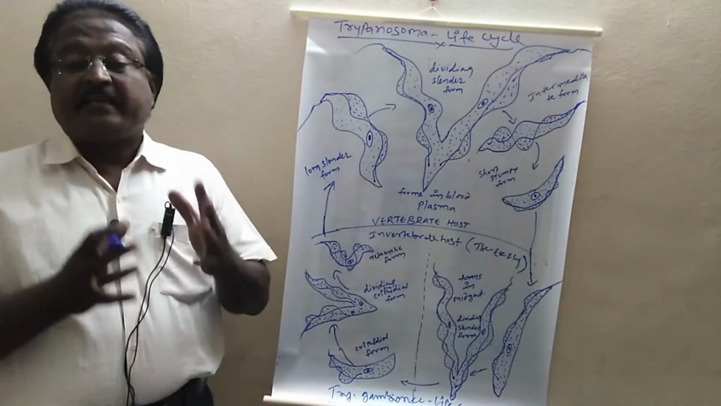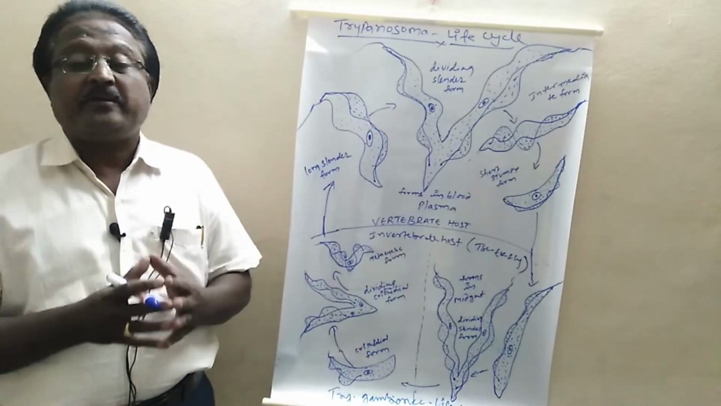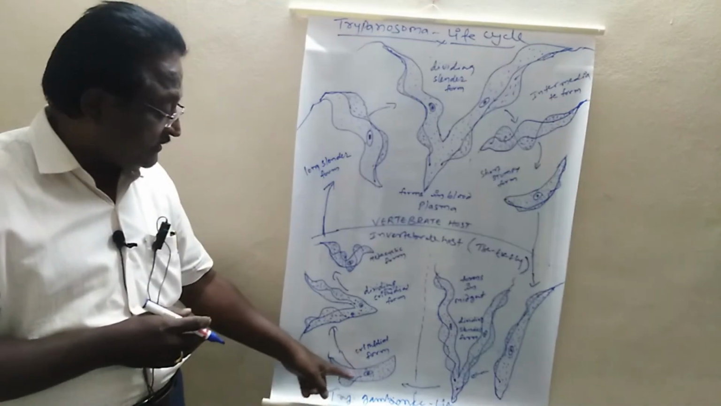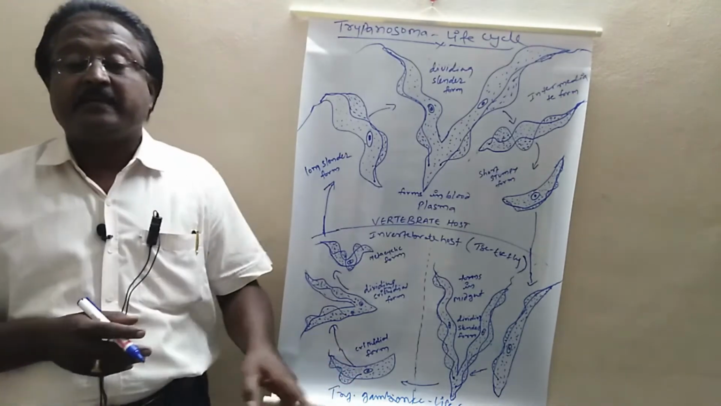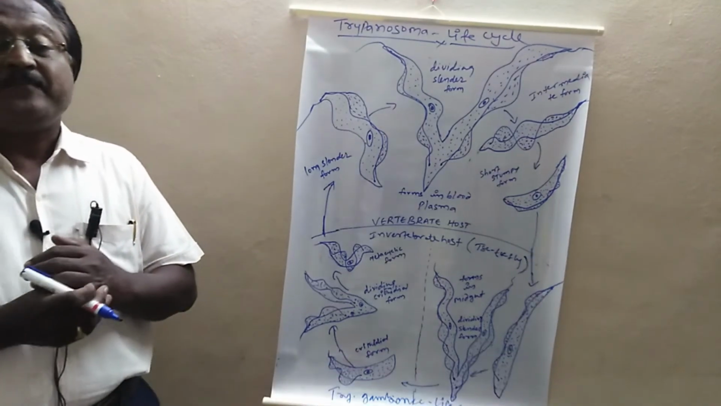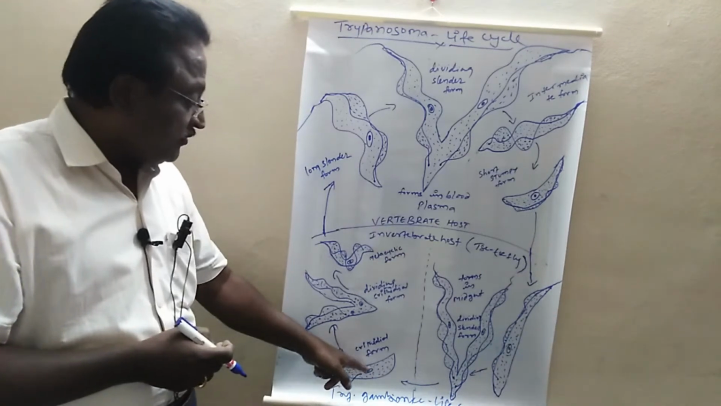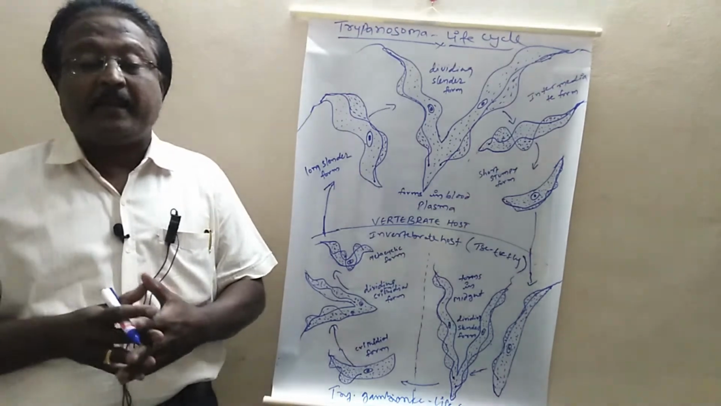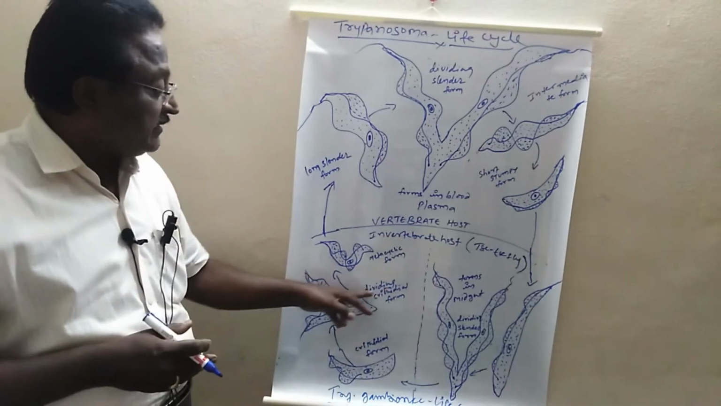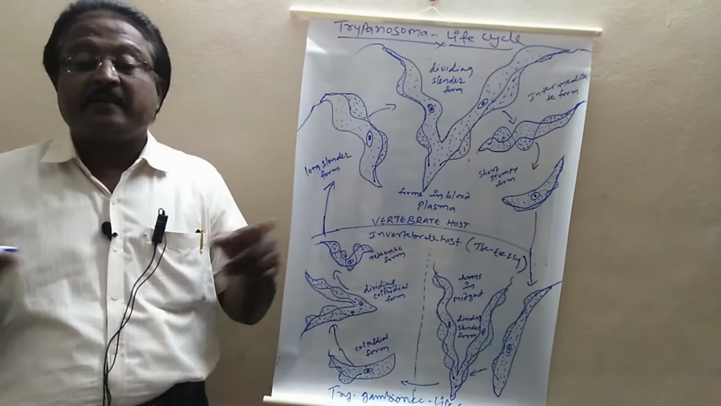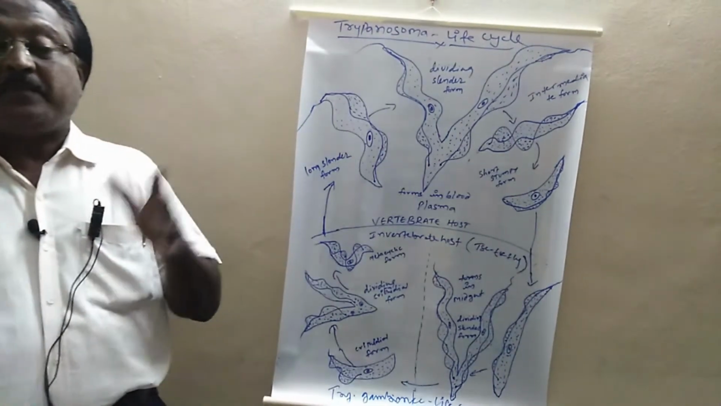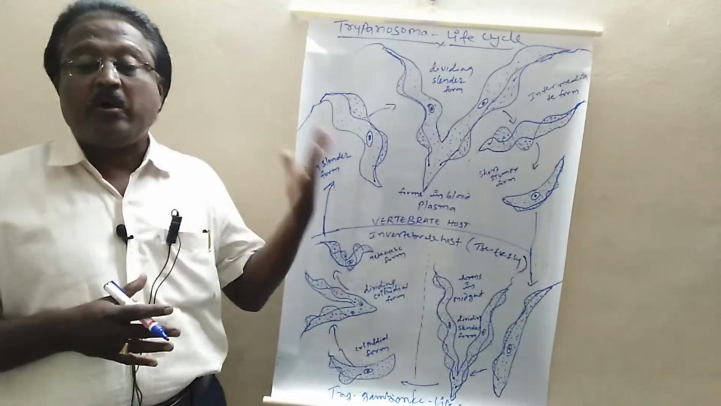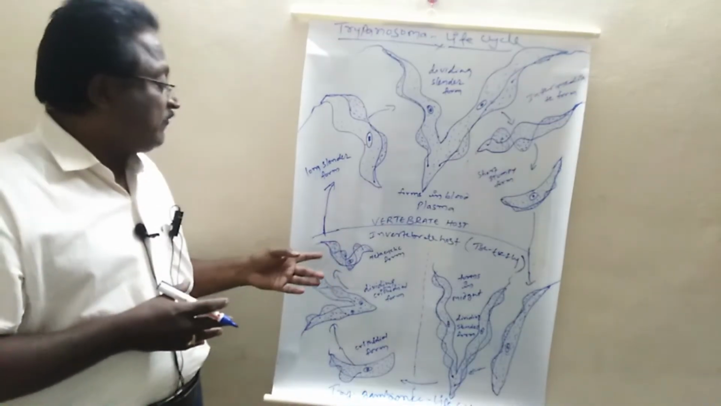The crithidial form is short, and the kinetoplast is located in front of the nucleus. Here this is the kinetoplast. Here it completely changes, and the crithidial form multiplies by longitudinal binary fission. Here it is dividing into crithidial forms, and it is transformed into long slender trypanosome forms.